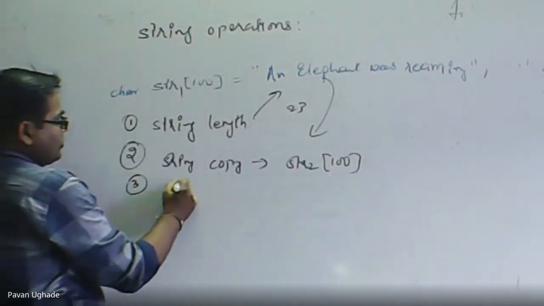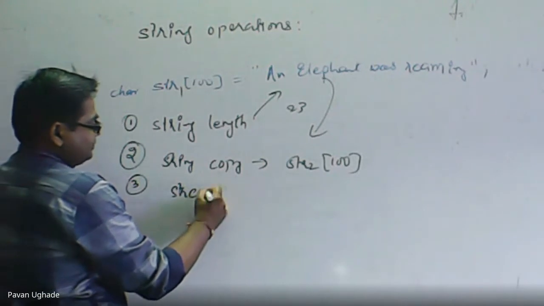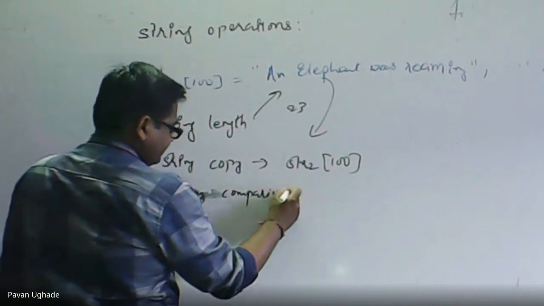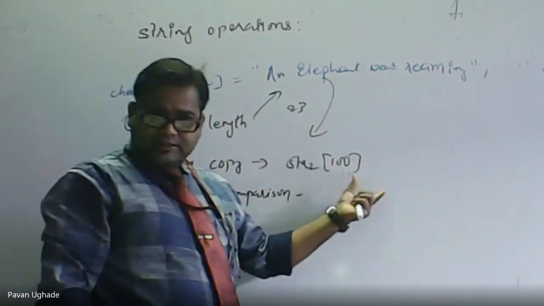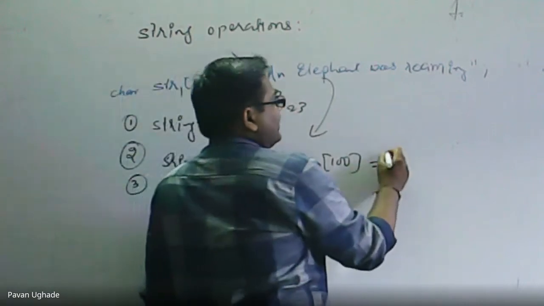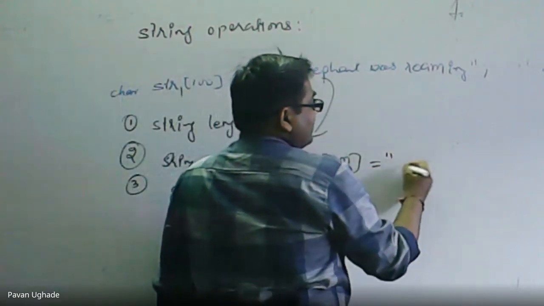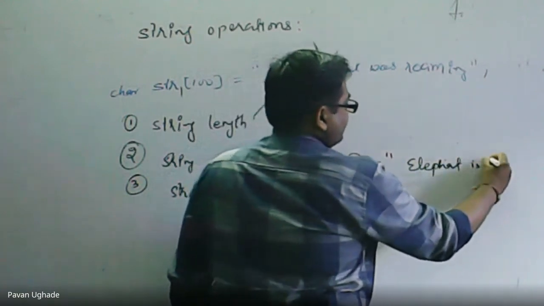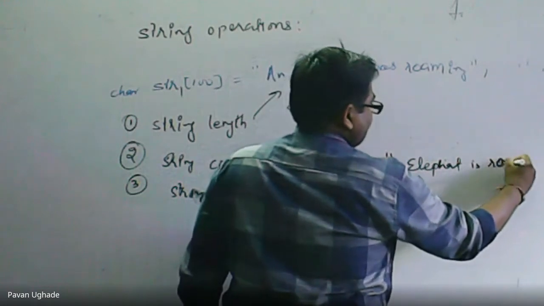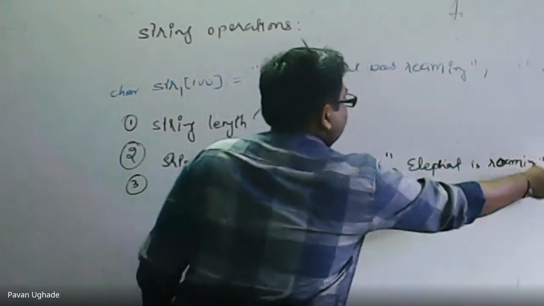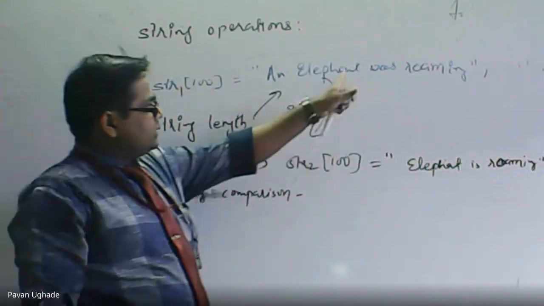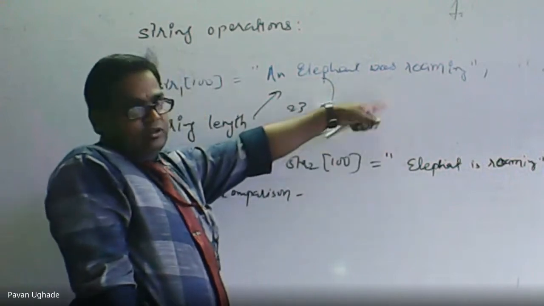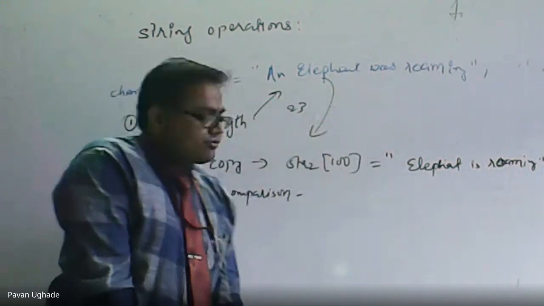There will be another operation, string comparison. In short, I have written string comparison. If we have another string, let's say str2, and I put something like "elephant is roaming" here, one is in past tense, one is in present tense. So whether both are the same? No, they are not the same. So we are doing the comparison of the strings.